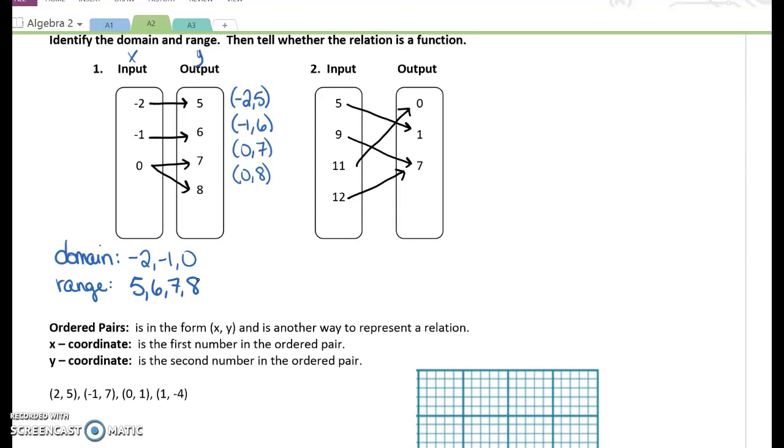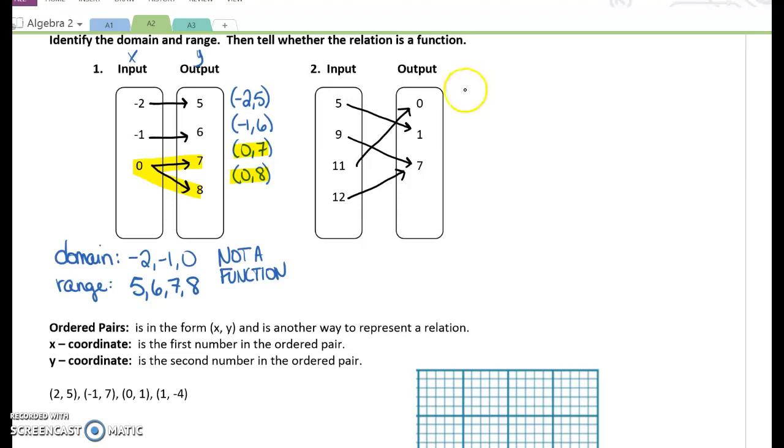Now, is this mapping diagram representative of a function or not? This is not a function, because of this part right here. The x value 0 has two potential y values, and each x value can only have one y value.